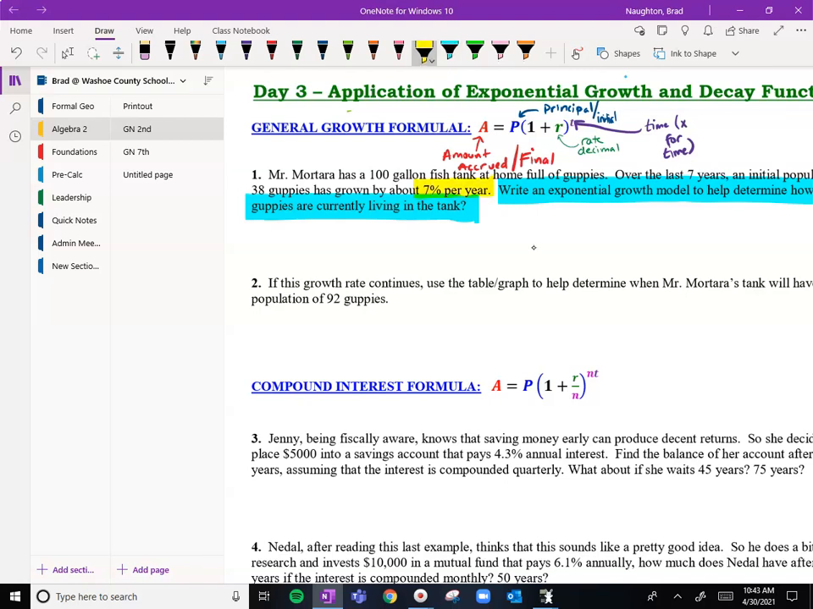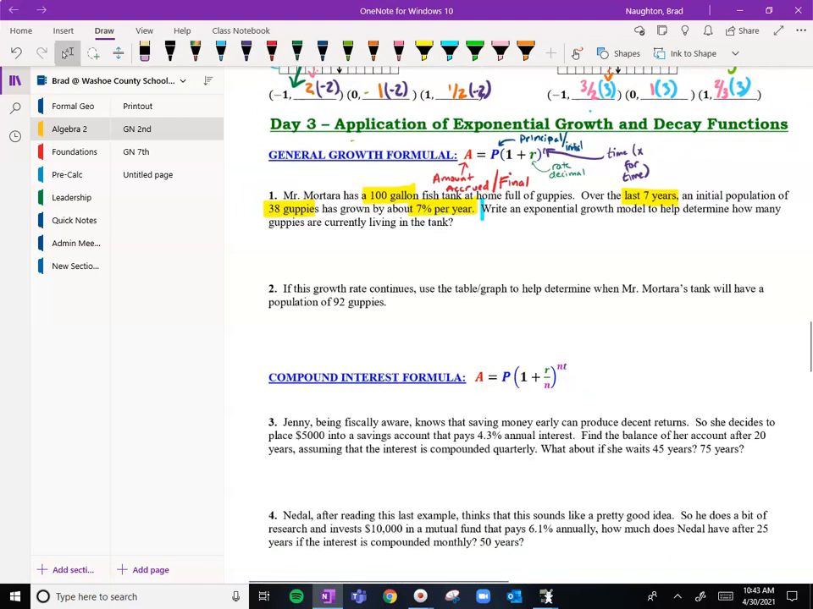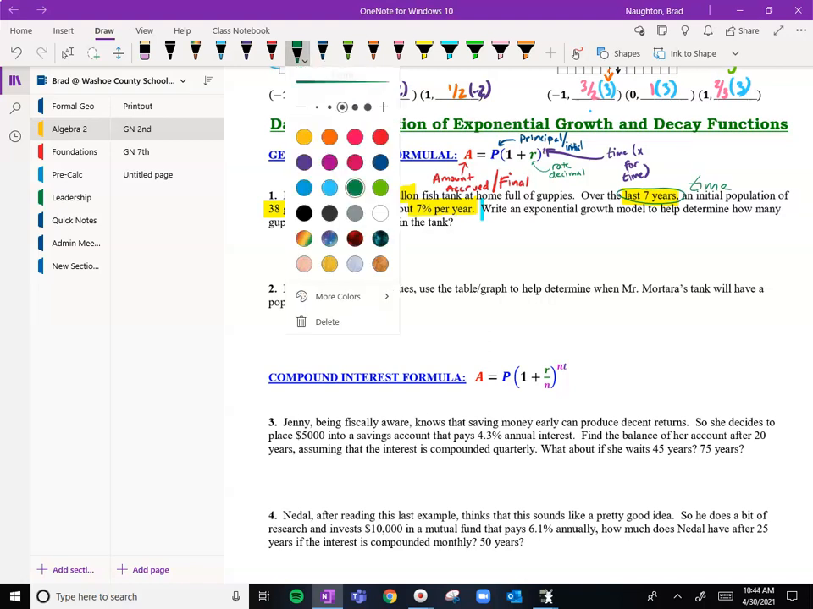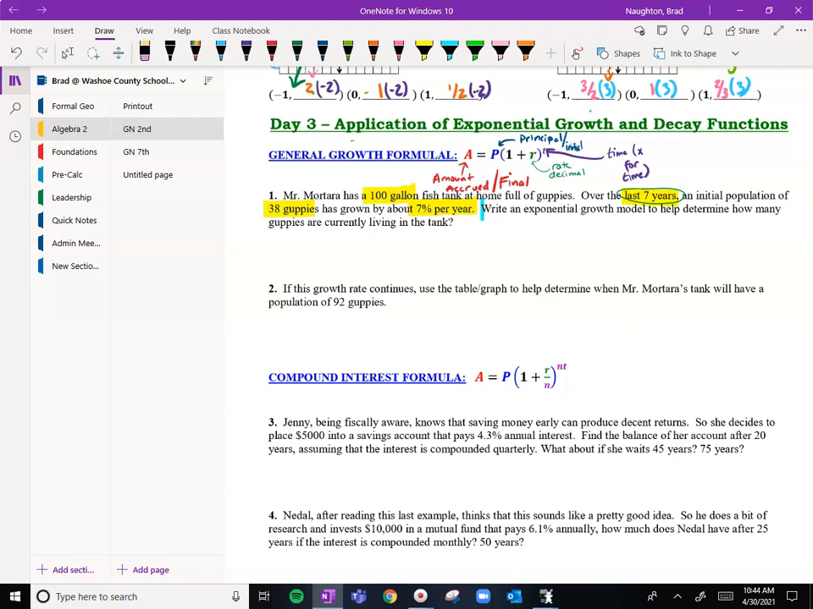The other thing is to look at all your numbers. You might not need all of them in the case of what we're looking at today, but at least we have them. So now we're ready to go. It says, Mr. Mortara has a super awesome fish tank in his home full of guppies. Over the last 7 years, the initial population was 38 and has grown by 7%. This 7 years sounds like we're going to use time, but really that's how we got my rate.